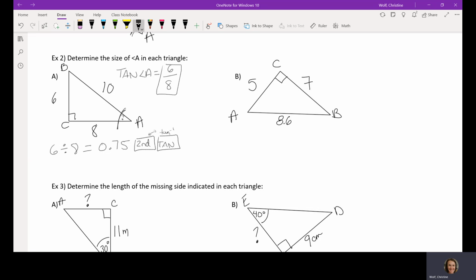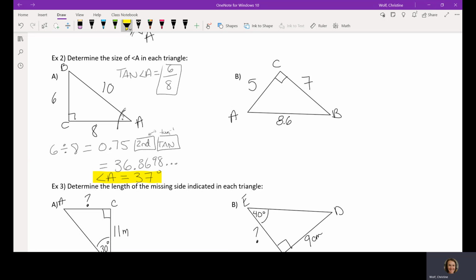Okay, so I go 6 divided by 8 equals, and I have 0.75 on my screen right now. And then I go second tan, and boom, the number pops up: 36.9 degrees. And I rounded up there. You should get 36.8698, etc. Okay, and usually we round to the nearest whole degree. So 37 degrees is the closest whole degree. So that means that angle A is 37 degrees.